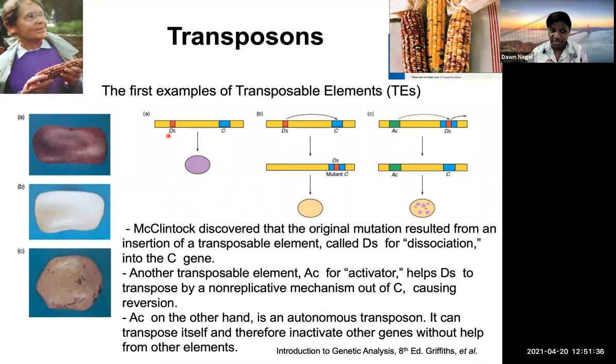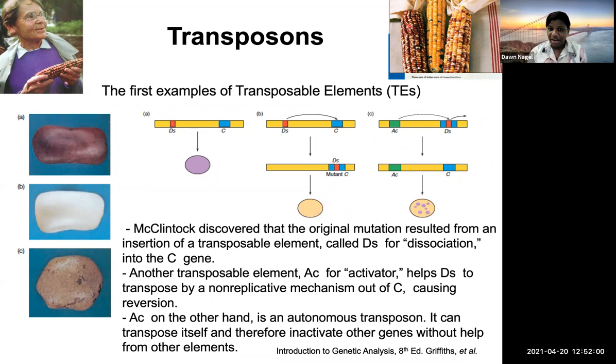by random chance, if this transposon moves and inserts into that gene, it creates a mutation, right? So the gene becomes a mutant. It's no longer functional. It cannot produce that purple color. So you have a white kernel, right? And that's what you see here, okay? This is due to a transposition event, okay?